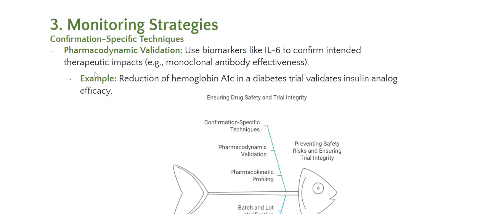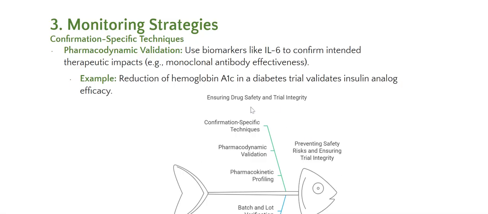Monitoring strategies, confirmation-specific techniques. We have pharmacodynamic PD validation, use biomarkers like IL-6 to confirm intended therapeutic impacts, as for example, monoclonal antibody effectiveness. As for example, reduction of hemoglobin A1C in a diabetes trial validates insulin analog efficacy.